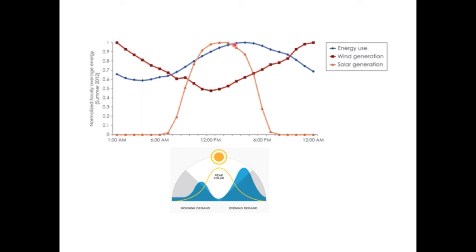Notice that it peaks in the late afternoon, early evening, and then as people transition to nighttime and go to sleep, energy use declines. Now, solar is shown here in orange with the triangles, and this means the amount of incoming solar radiation that we could use to generate solar electricity. Obviously, at night, there's no sunlight.